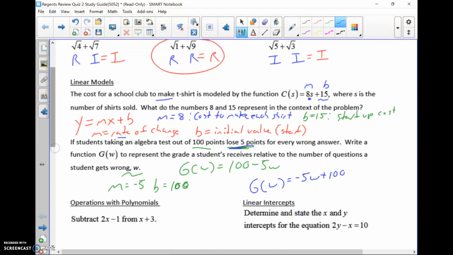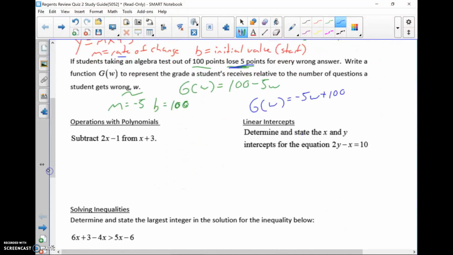Operations with polynomials, subtract this from that. Again, this is a repeat from the previous video, and it's something that comes up so commonly and it's so simple that you just have to remember that when you subtract from, this goes first. If we're doing subtract A from B, that's not B minus A, that's not A minus B. Subtracting A means minus A. From B means B goes first.